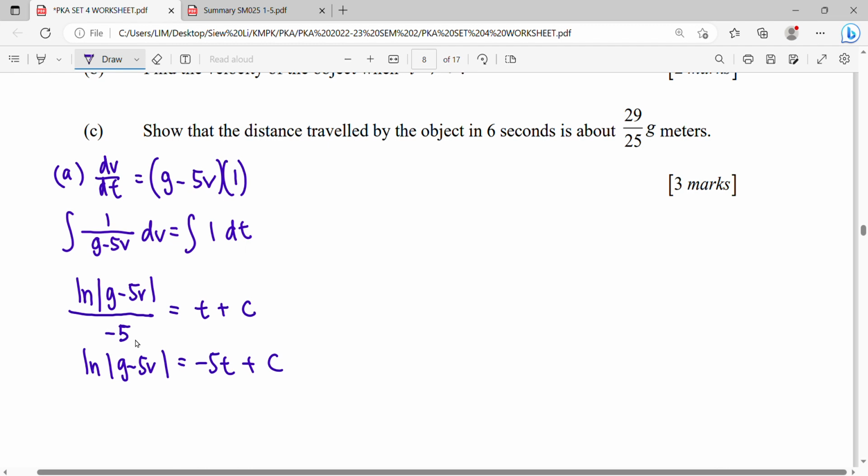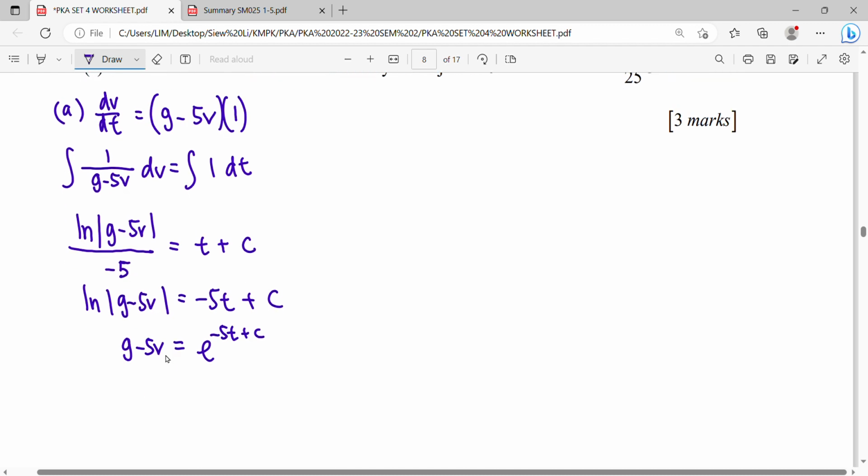Then unlock the ln. So don't confuse the modulus with the ln ya. This modulus hanya untuk make sure g minus 5v ni positif. So bila kita unlock, kita buanglah sekali dengan positif ini. Ya, faham? Jangan ingat dia ini modulus function. Tak, ini ln function. So e to the power of everything. So e negative 5t e^C maksudnya jarak. Pecahkan power dia hasil darab. So I make it a constant A.